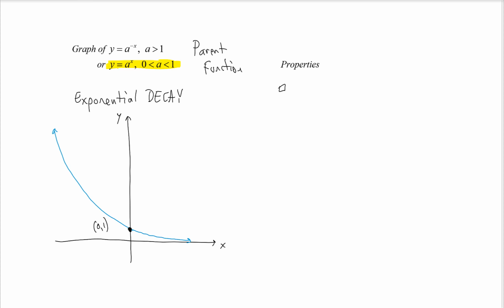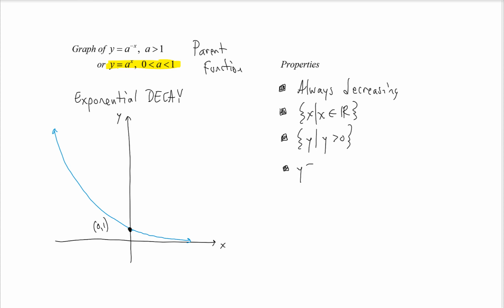So our properties, a lot of the same properties, except for this one's always decreasing. But a lot of the other stuff is the same. It still has a domain of all real numbers. It still has a range of all the positive numbers. y equals 0 is still the horizontal asymptote. And 0, 1 is still the y-intercept.